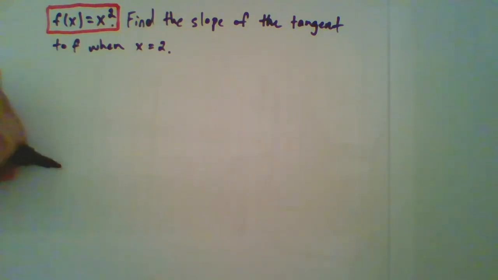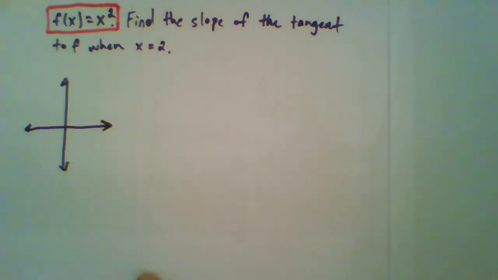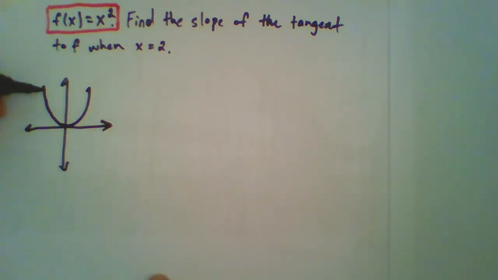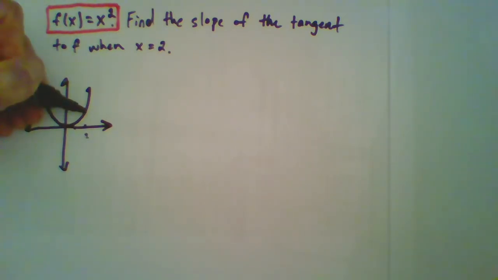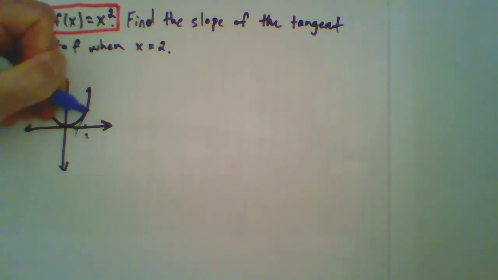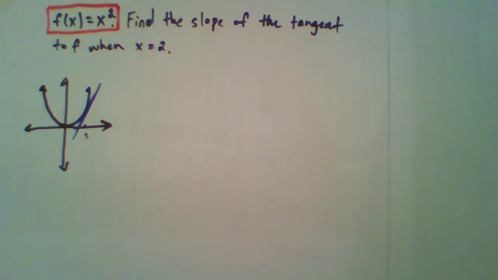So f of x equals x squared is just a parabola like that. When x is equal to 2, we're somewhere over here. So we're saying at this point, what is the slope of the tangent line? A tangent line would look something like that. So it's a pretty steep tangent line. The function is pretty steep at that point.